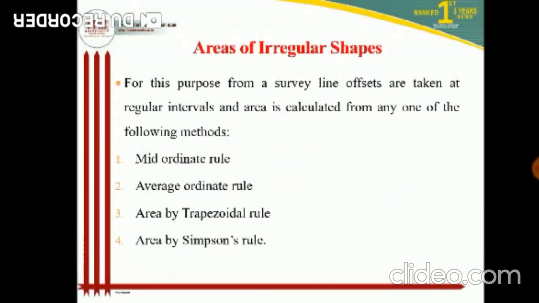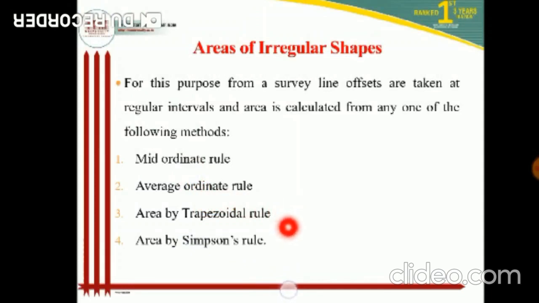Area of irregular fields. For this purpose, from a survey line, offsets are taken at regular intervals and area is calculated by any one of the following methods. Here 4 methods are given. On the basis of these, we can calculate the area of any irregular field. One is mid-ordinate rule, second is average ordinate rule, third is trapezoidal rule, and fourth one is Simpson rule.